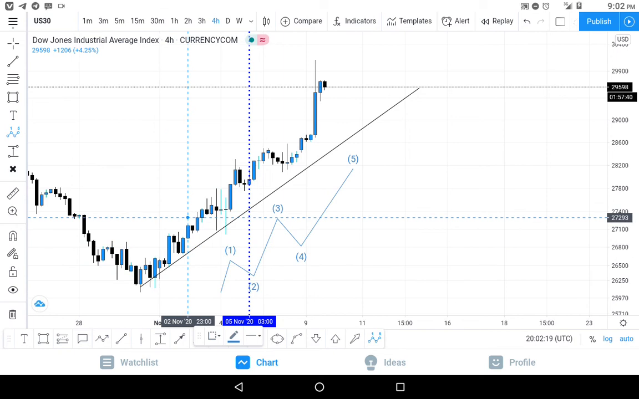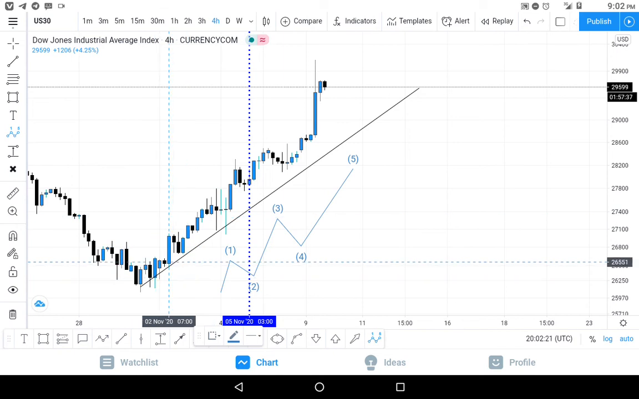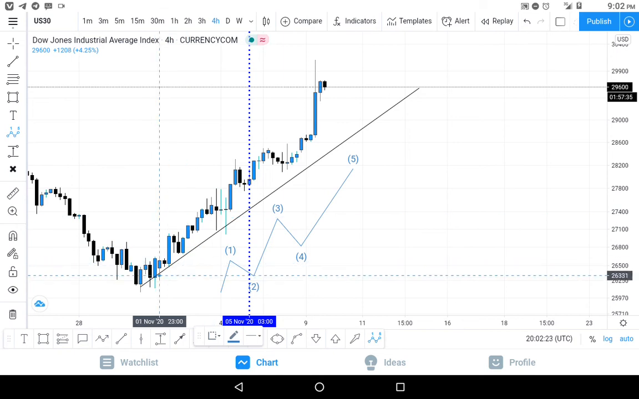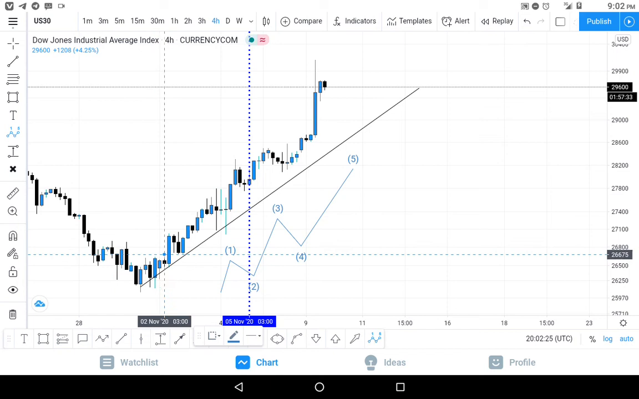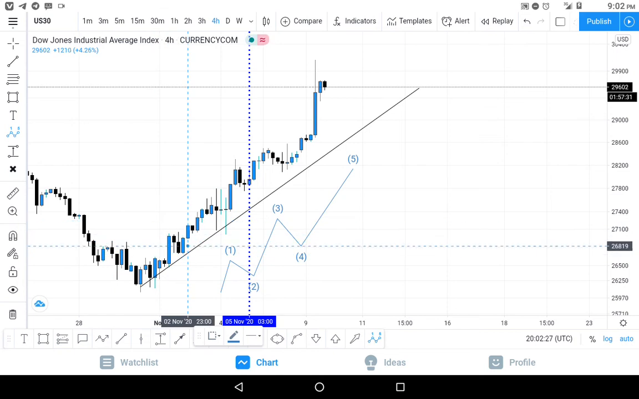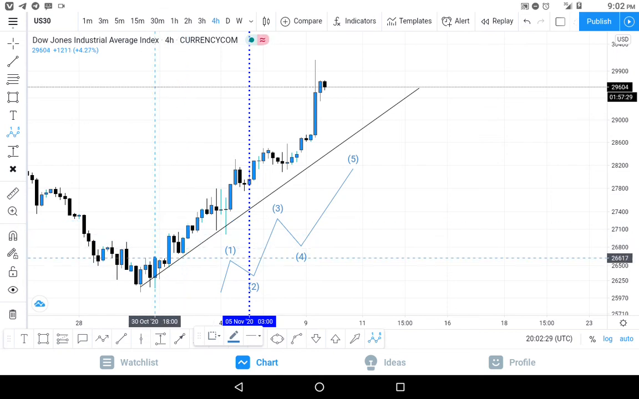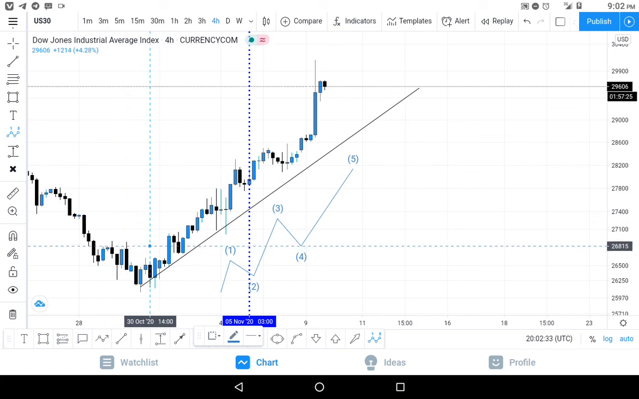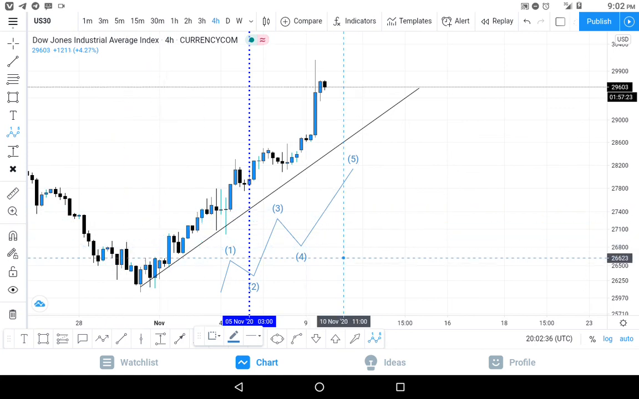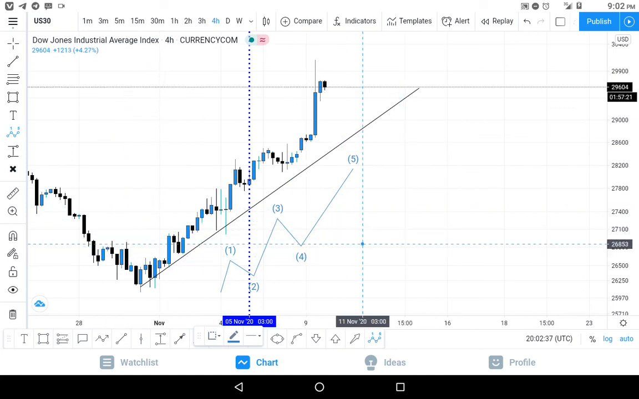The next push up, this mini pullback here did not take out this next low, so it's valid. Push up, this next pullback did not take out the low point for the push, so we know that this trend is valid. Now let me explain more for you guys.